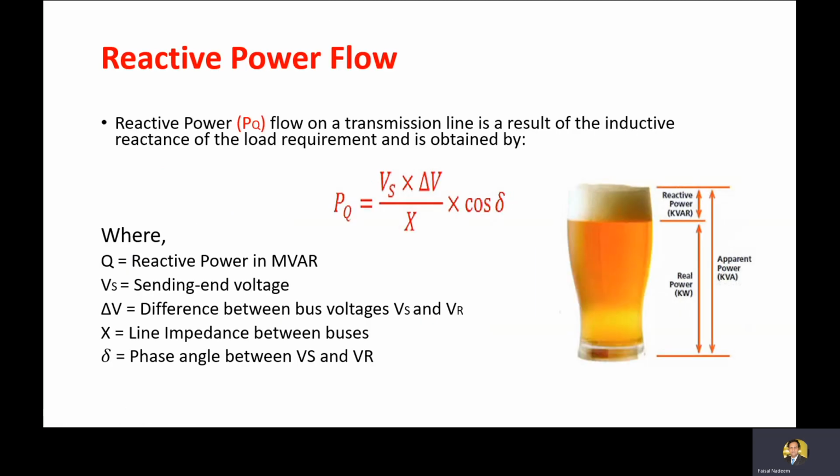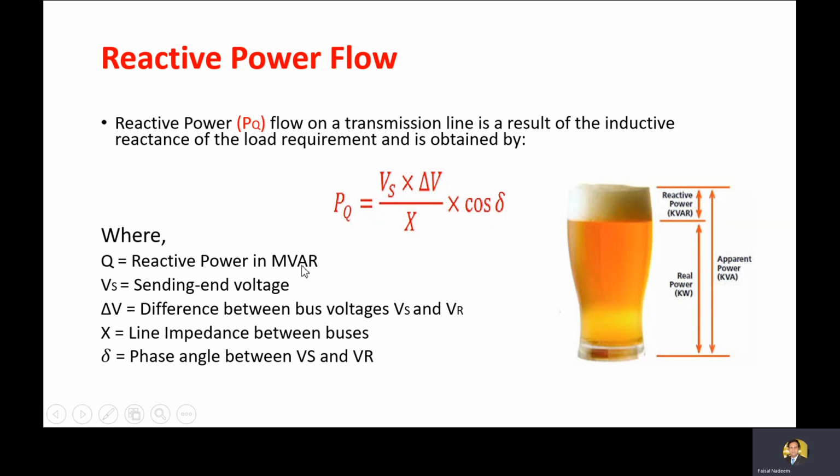Now we will continue with reactive power flow. Reactive power flow on a transmission line is a result of the inductive reactance of the load requirement and is obtained by the relation Q = Vs × ΔV / X cos δ. Here it is very important to keep in mind that it is not VR, it is ΔV, the difference between the sending end voltage and the receiving end voltage, and instead of sine, in case of reactive power we have cos δ.